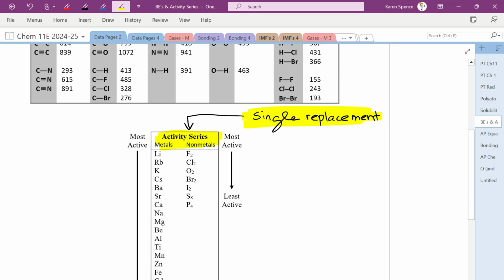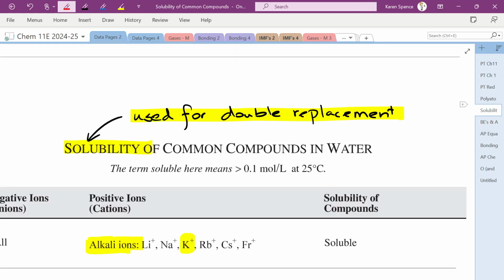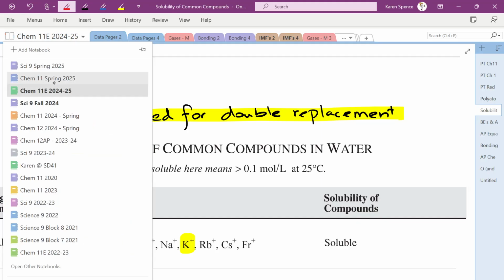Because sometimes people get confused. They're like, which chart am I looking at? Am I looking at the activity chart? Am I looking at the solubility chart? So the activity chart is for single replacement. The solubility chart is for double replacement. And if you're finding that's too much writing, you can just write SR. And on the other side, you can write DR. Okay? There you go. All right, back to here.